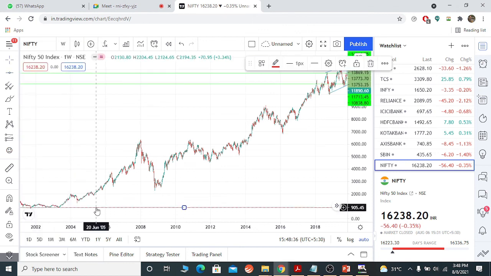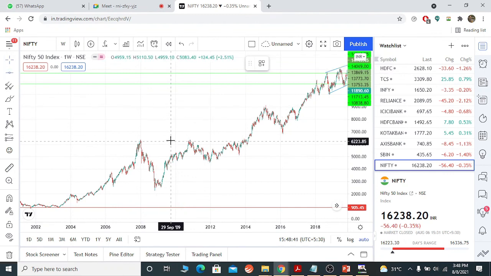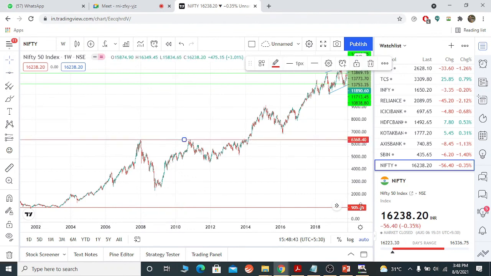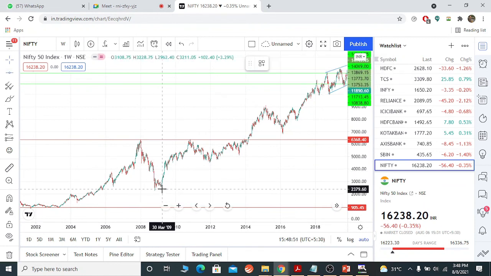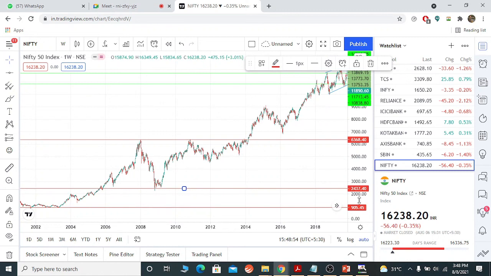So the price started from somewhere here, and the top of this trend was over here, from about 1,000 points to 6,000 points. So it was a rally of almost 5,000 points, and then when the price corrected, it dropped to almost 2,500. So as you can see, the price corrected by more than 50%.